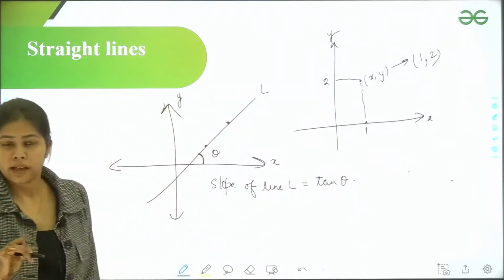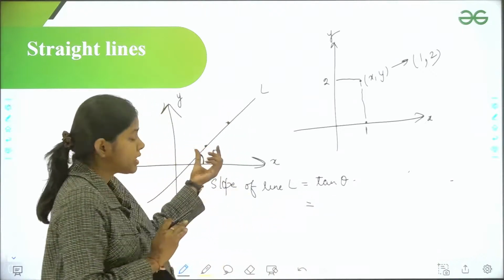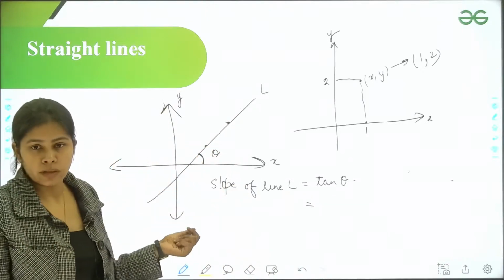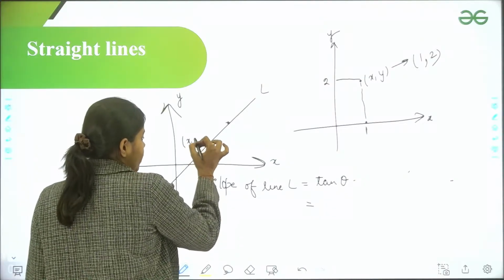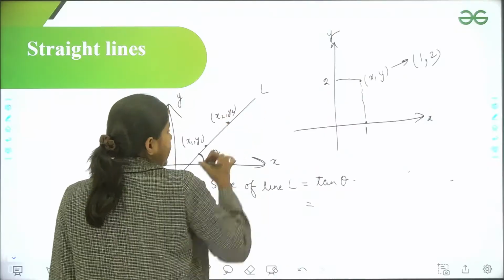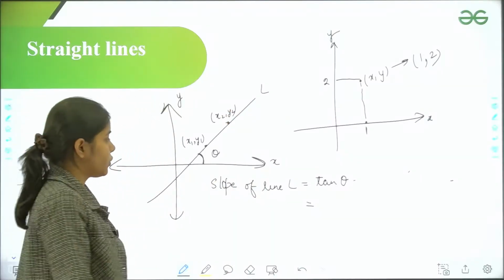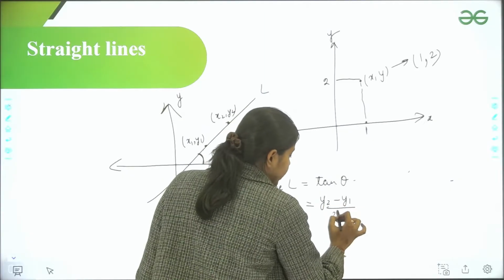Slope of line L is equal to tan theta. And also, if this angle theta is not given to me, and I am given 2 points x1 comma y1 and x2 comma y2 on this line, then I can find the slope of a line using the formula y2 minus y1 upon x2 minus x1.